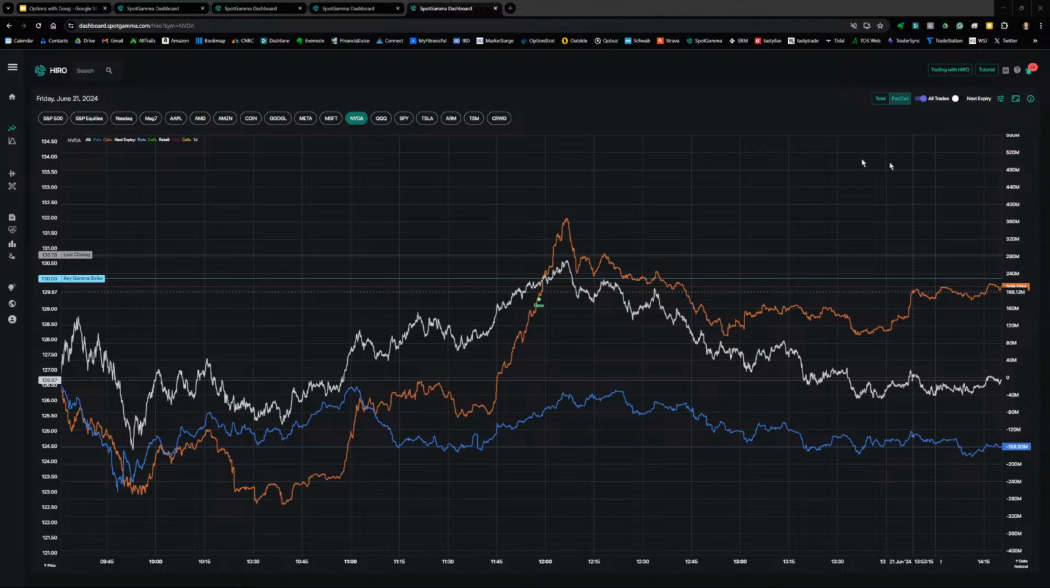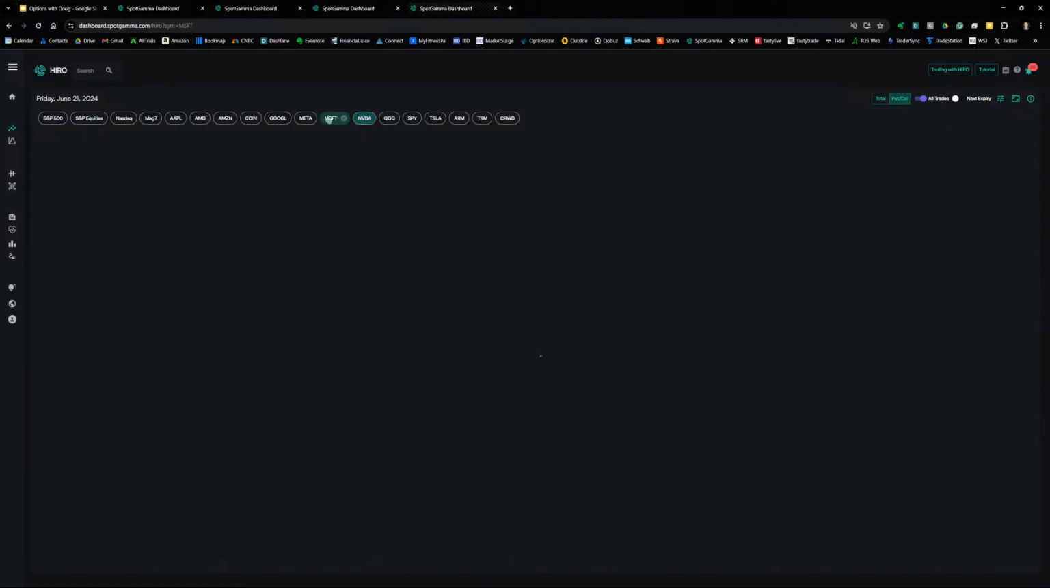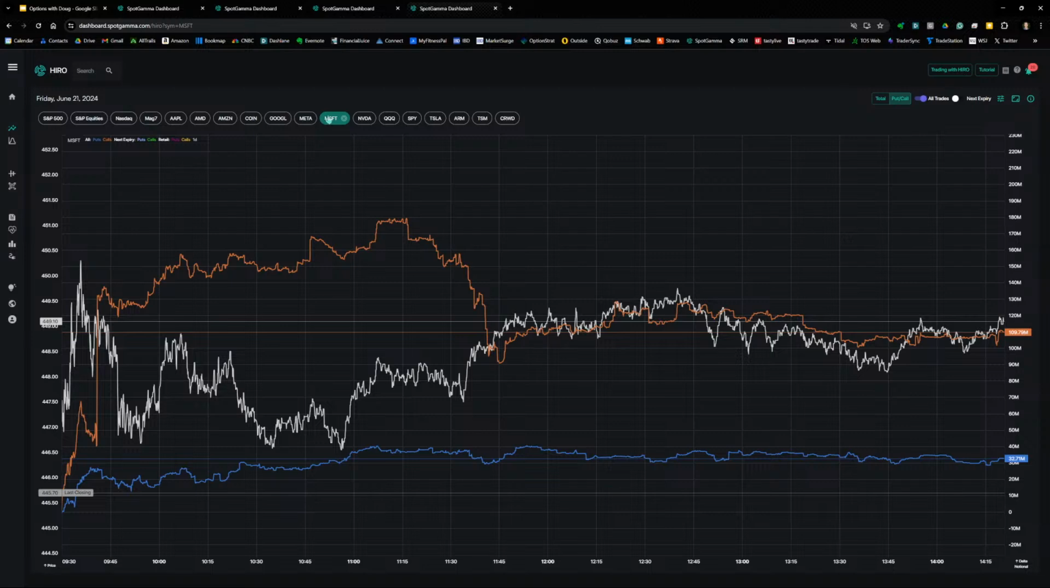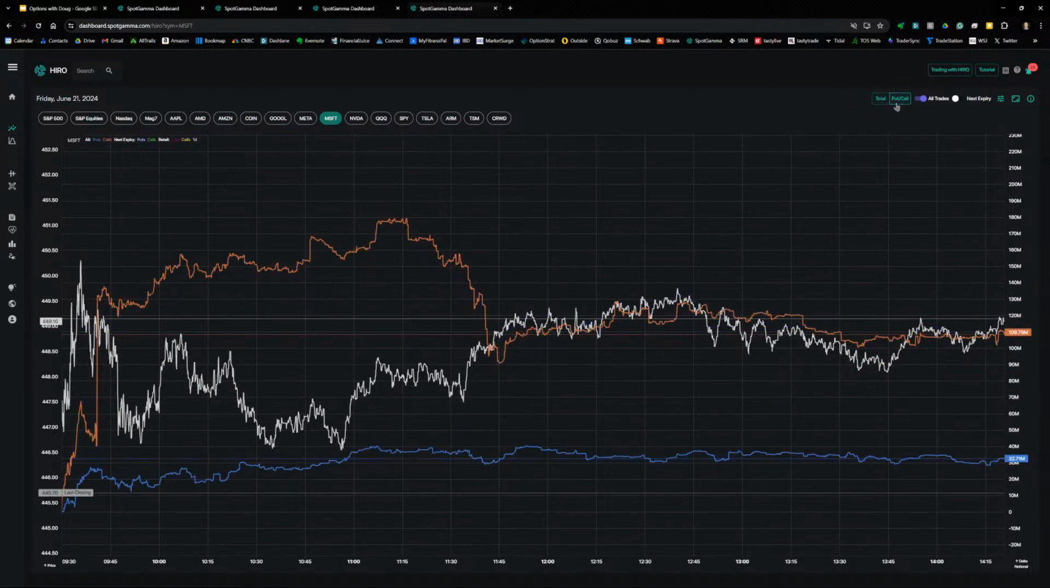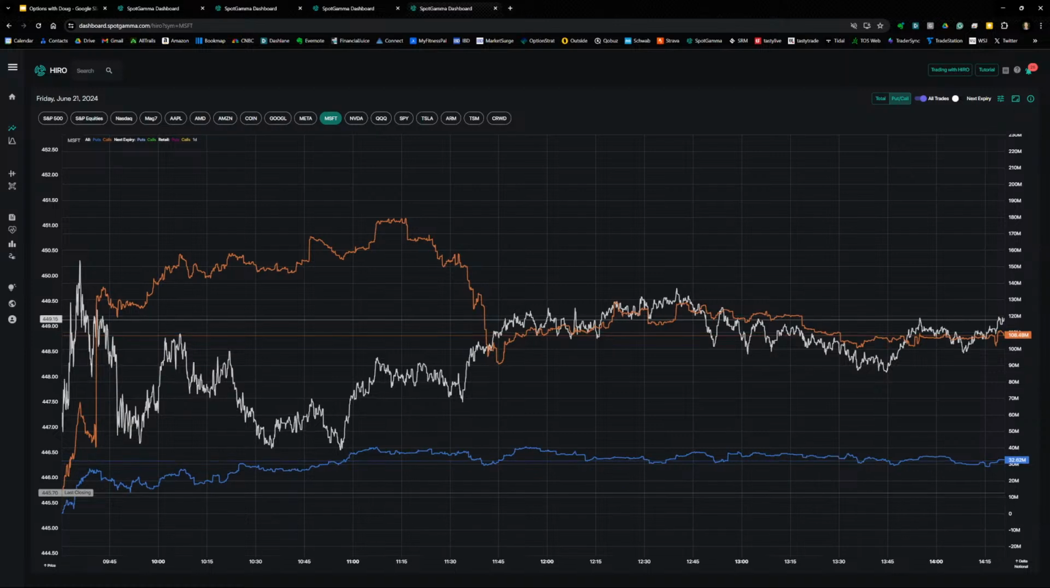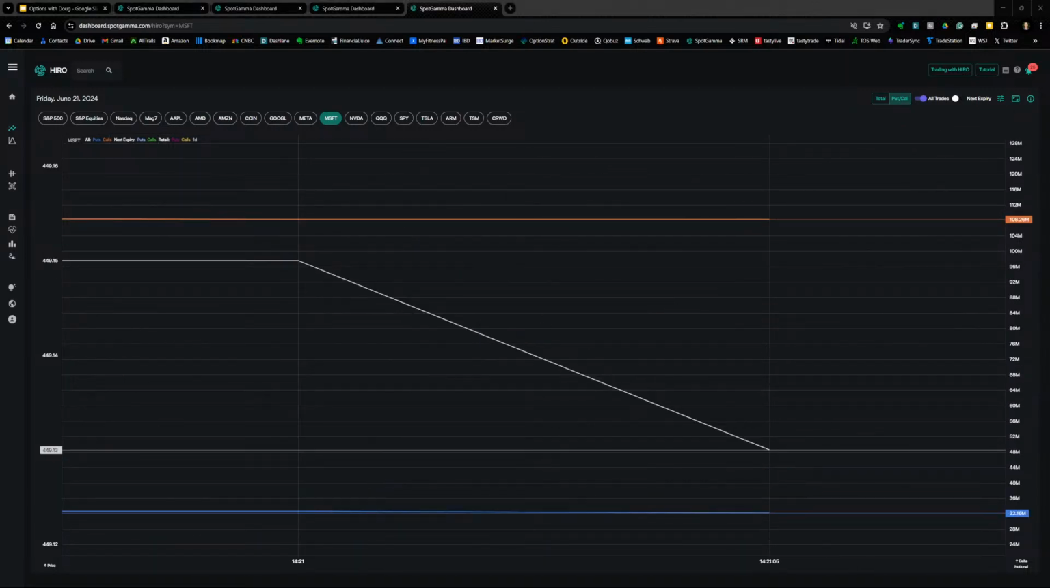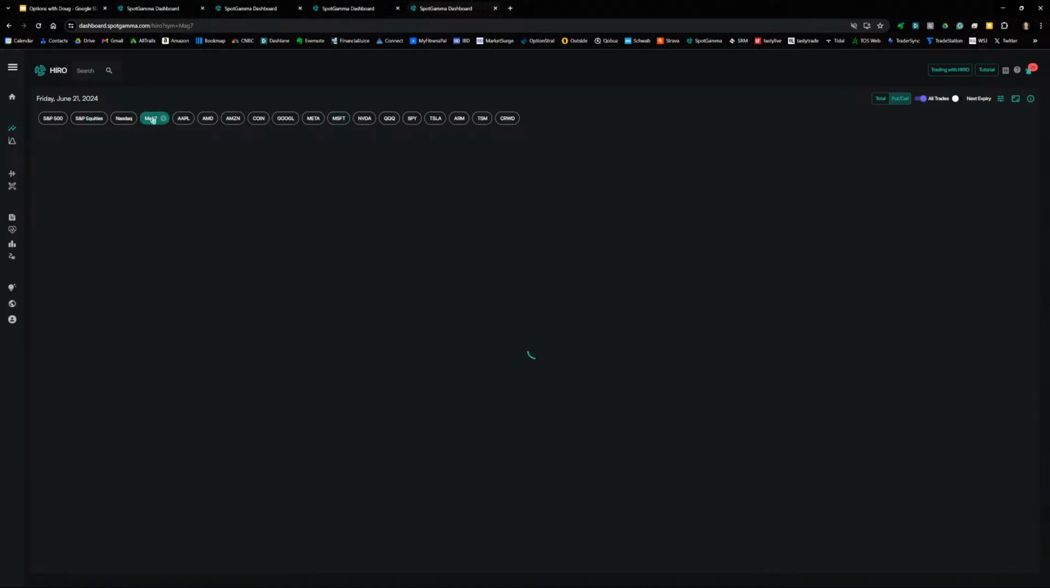Ancient the Architect wants to take a look at Microsoft. Sure. So pretty choppy here, Microsoft. Let's take a look at the total signal, see if that gives us any more clarity. Not really. We'll go back to puts and calls. So net for the day, traders are buying calls. Sorry about that. Auto zoom comes in.